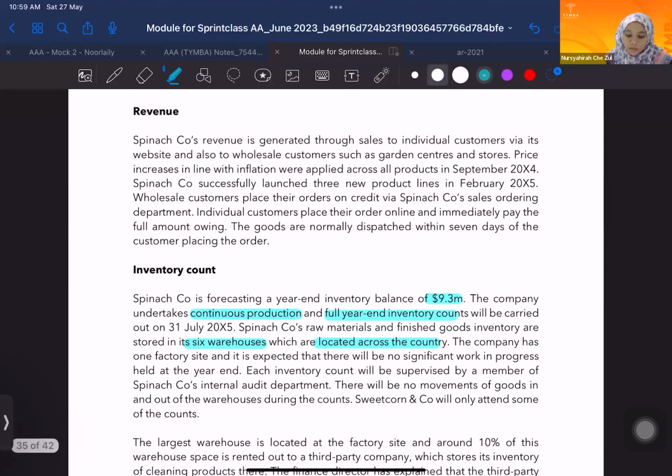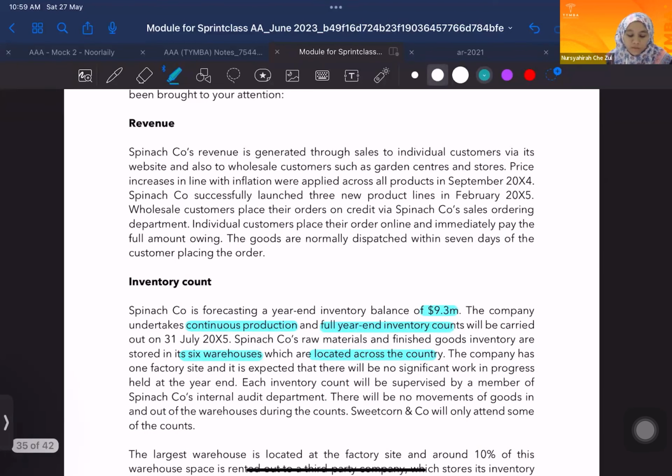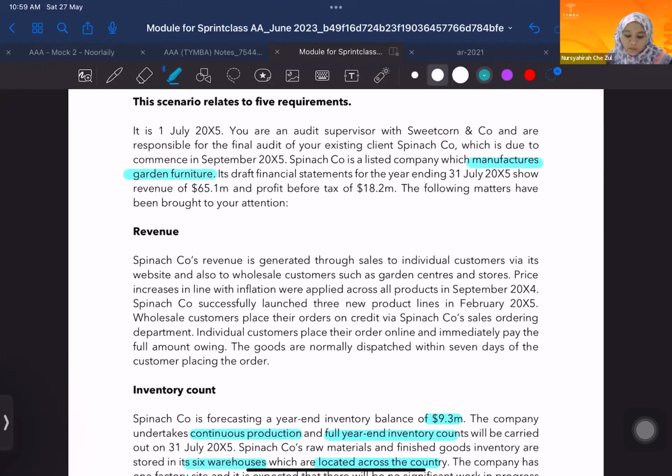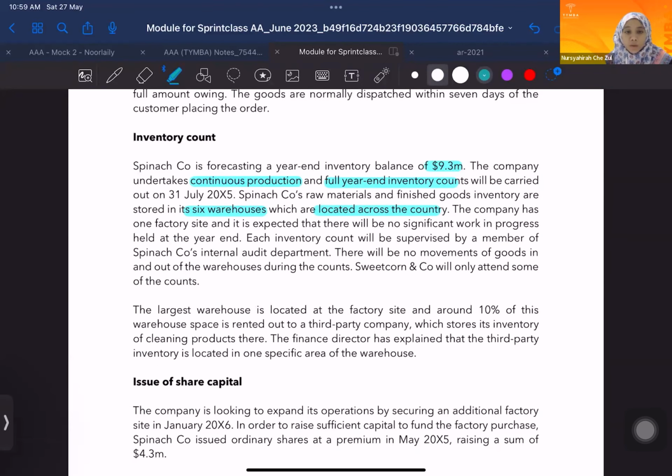Okay, this client is a manufacturing company of garden furniture. They have 6 warehouses located across the country. The company has 1 factory site, so they have 1 factory and 6 warehouses. It is expected that there will be no significant WIP held at the end. Each inventory count will be supervised by a member of Spinach Co. internal audit department. There will be no movements of goods in and out of the warehouse during the count. The audit firm will only attend some of the counts, meaning that of the 6, perhaps we are going to attend only 3 or only 4. Usually the auditor will let in manpower to attend all the inventory counts.